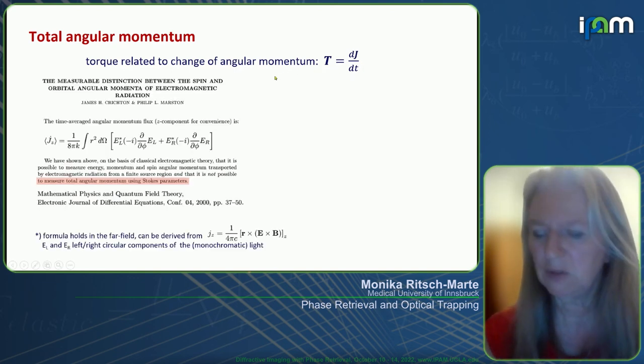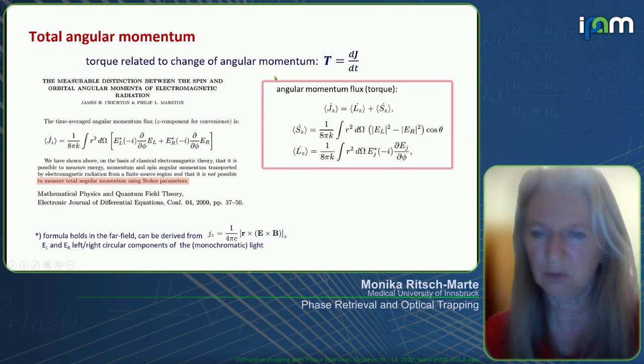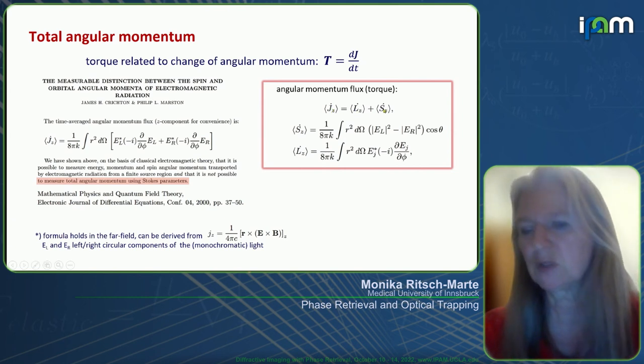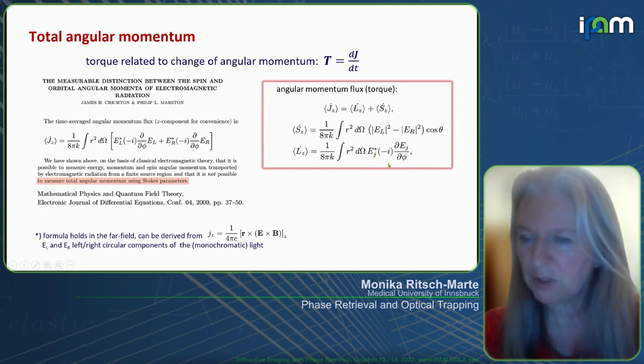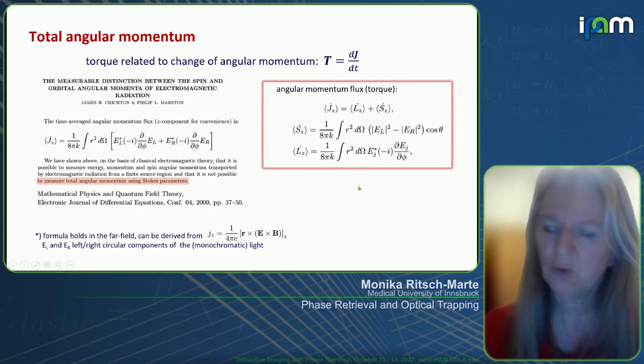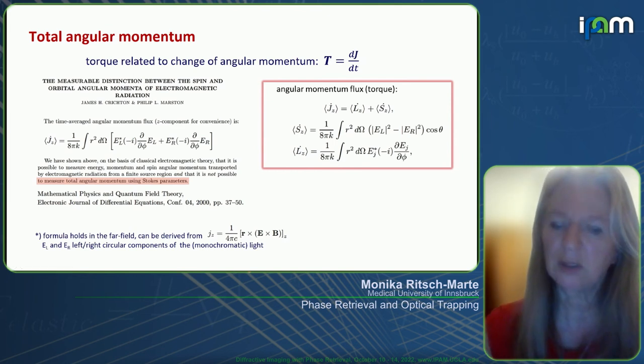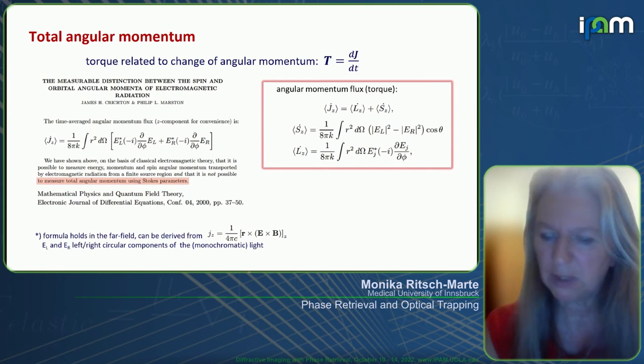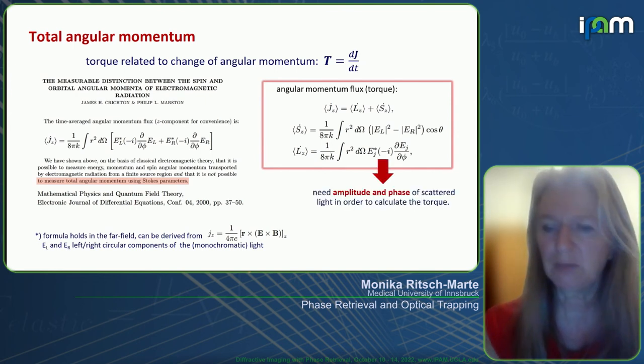Now, people have estimated this from Maxwell's theory for a long time. This is just the total torque component as the rate of the angular momentum component here, having an orbital part and a spin part. And from this, you see there are these azimuthal phase gradients coming up. In comparison to the formula I showed you for how we can calculate the forces from Maxwell's theory, this is more complicated because it doesn't contain integrals over intensity. This really contains fields, needing amplitude and phase.